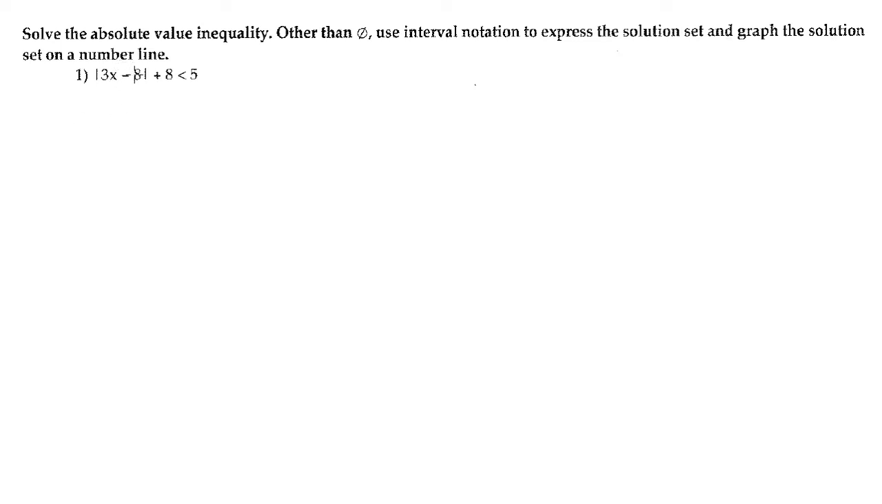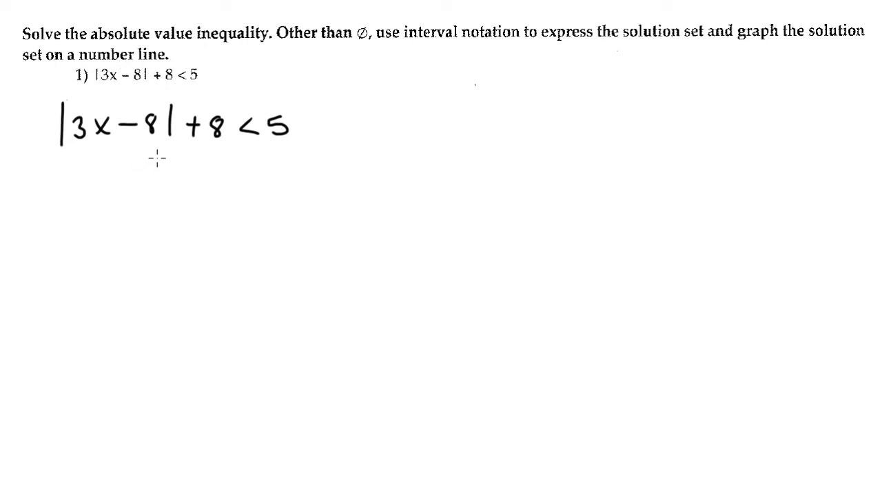All right, problem number 1 asks us to solve the absolute value inequality. I'll write it here: the absolute value of 3x minus 8, plus 8, is less than 5. Other than the empty set, use interval notation to express the solution set and graph the solution set on a number line. Okay, so we've got to solve this absolute value inequality.